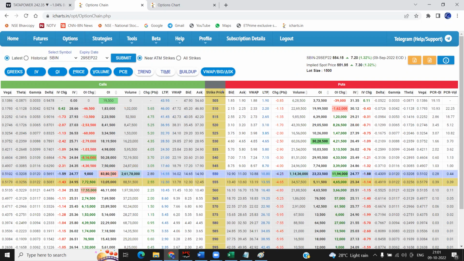You are seeing here 83 lakh is the open interest. Yes, sir. And this has been tapped to some extent. It looks so from the chart. Just watch here.